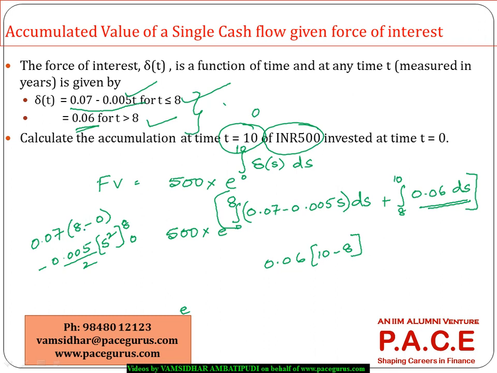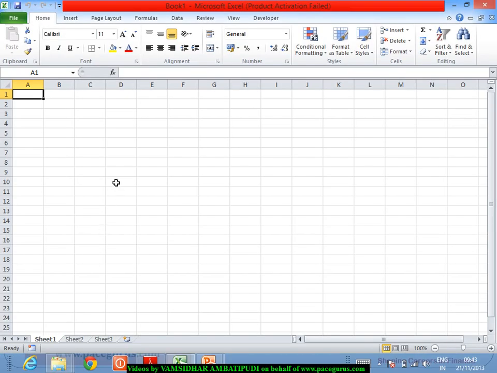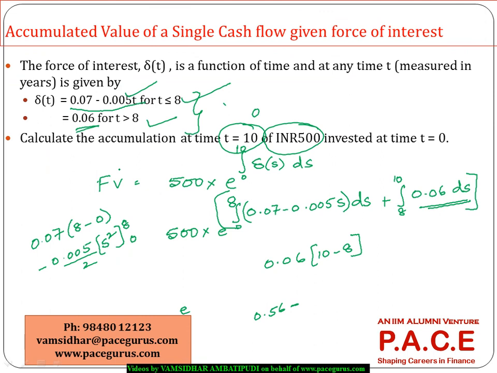So probably 0.07 into 8, 0.56, minus this s squared, substituting 8 is 64, 0 is 0. So 64 by 2, 32. 0.005 into 32. How much is it? If I compute 0.005 into 32, it's almost 0.16. So 0.56 minus 0.16 plus 0.06 into 2, 0.12.